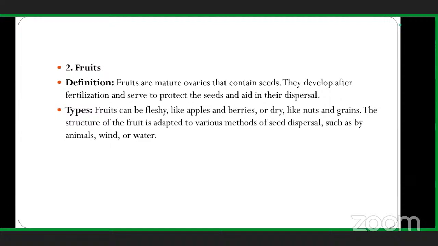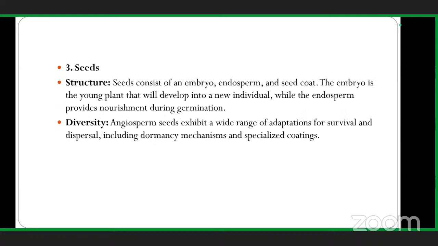The structure of the fruit is adapted to various methods of seed dispersal, such as by animals, wind, or water. So the structure of the fruit is adaptable to the means of dispersal, either animal, wind, or water. So this is all about fruit.